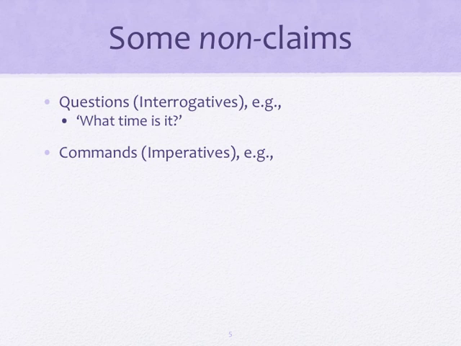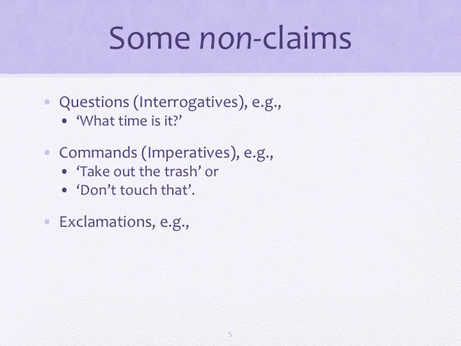So here's some non-claims. Questions, or we sometimes call them interrogatives. For example, if you ask, what time is it? Commands, also known as imperatives, also do not have a truth value. Right? If I say take out the trash, or don't touch that, I'm not uttering something that's true or false. Now, it might be the case that the trash needs to be taken out, but that's different than the command of take it out. Right? You might take it out because of the fact or the claim that it needs to be taken out.